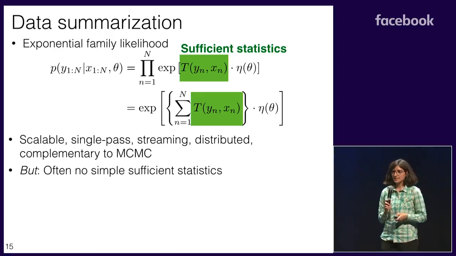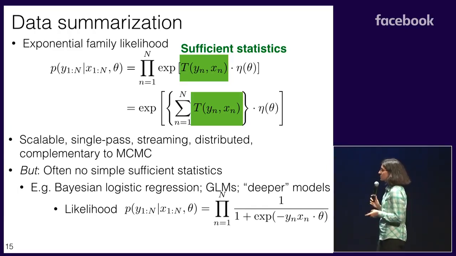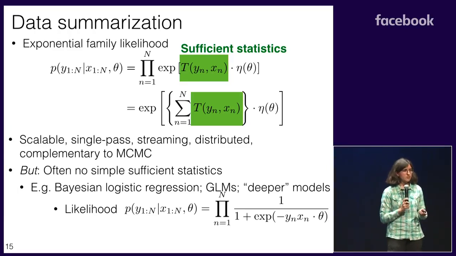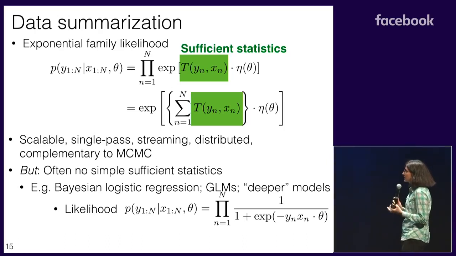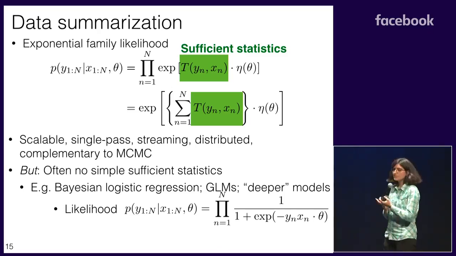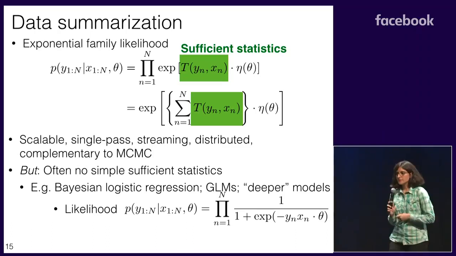We don't always have these nice exponential family likelihoods. So for instance, even in something as simple as Bayesian logistic regression, we don't have this particular form, this x of a function of the data times a function of the parameter. And so we have to go through and calculate this whole likelihood at every step. Same thing with other generalized linear models, with so-called deeper models. This is going to be a problem.